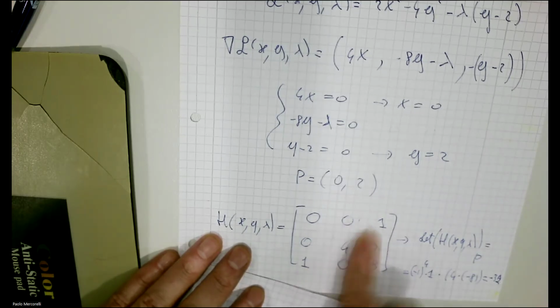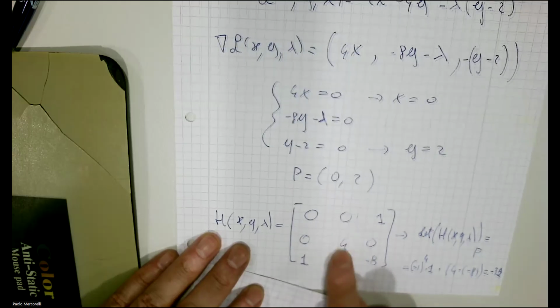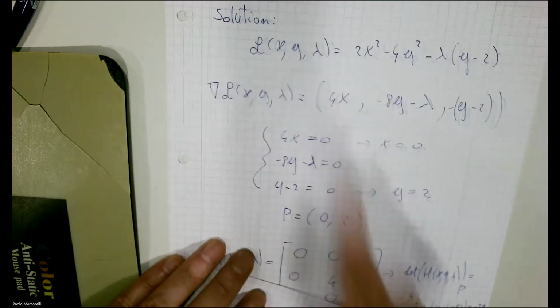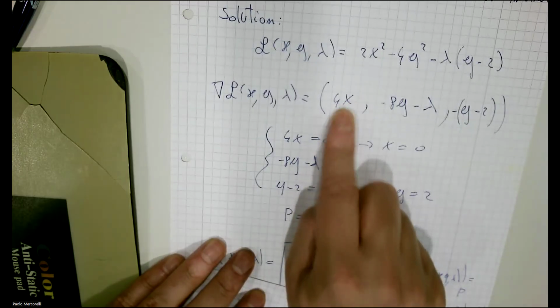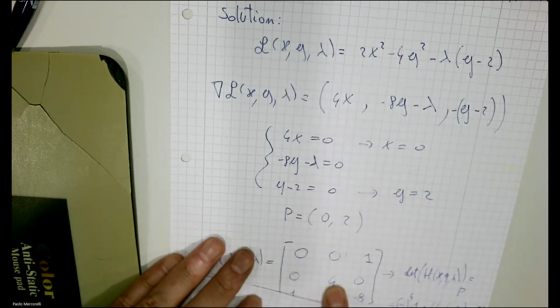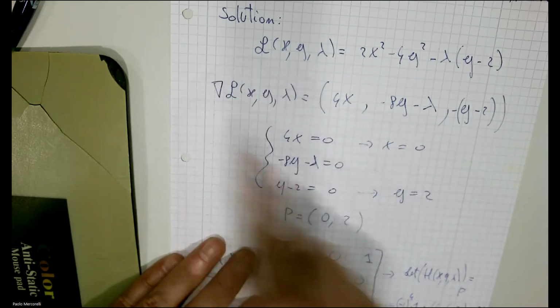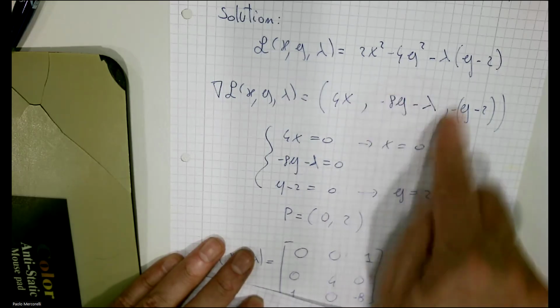It's easy to see, no? Why this block here? Because this element here is the second derivative of this function with respect to x. This means I have to consider just this derivative, which is 4. The first derivative is 4x, the second derivative is 4. Why this is 8, minus 8? Because it's the second derivative of this element. Let me say the first derivative with respect to y is this one. The second derivative is minus 8.